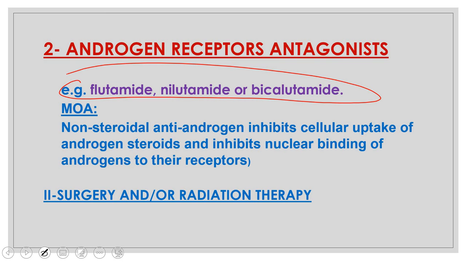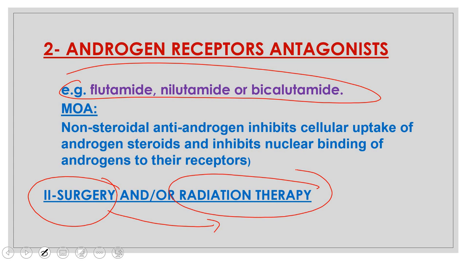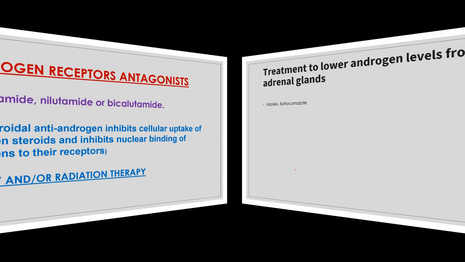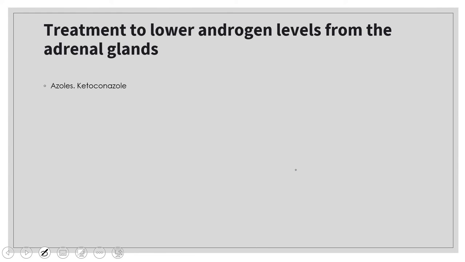So in a nutshell, sometimes you may advise surgery to reduce the tumor burden and radiation therapy, and low doses of corticosteroid therapy or anti-androgen therapy to manage the patient with prostate cancer. The supporting drugs and other therapy, as we talked about ketoconazole in the previous slides.